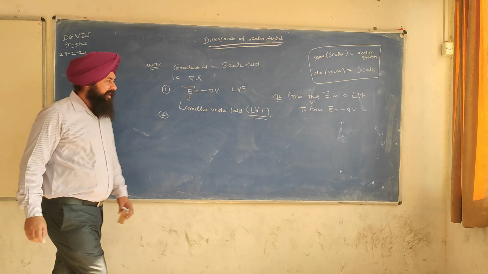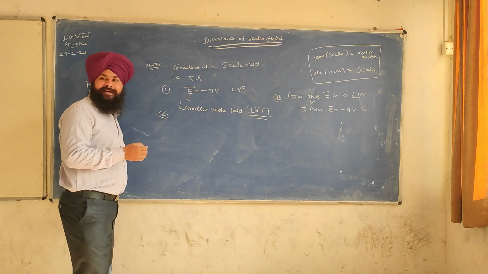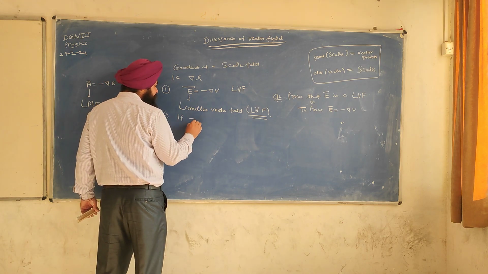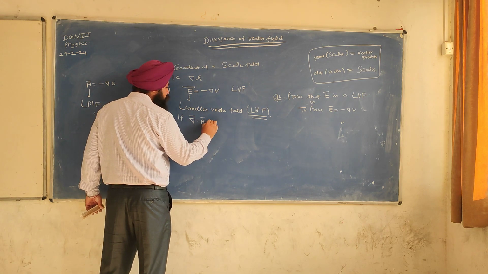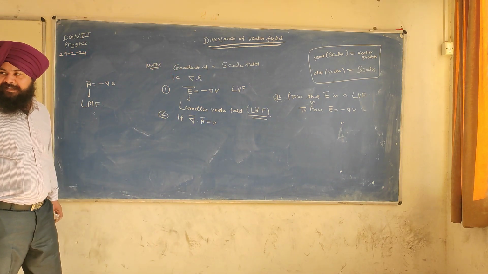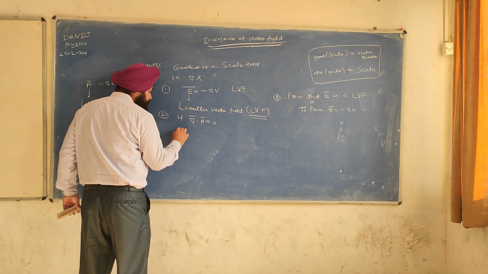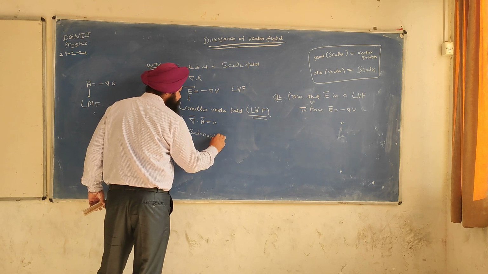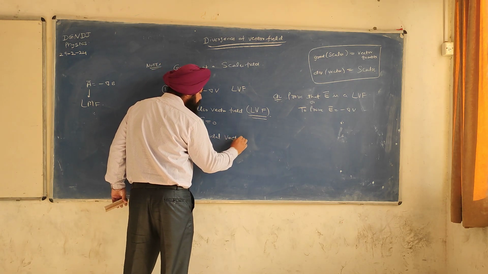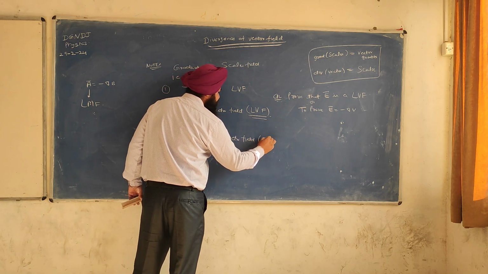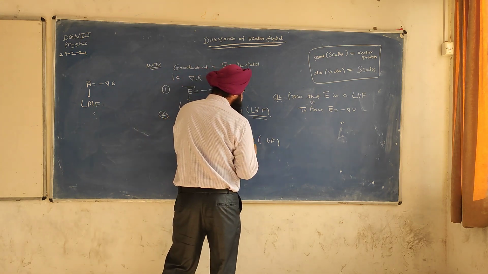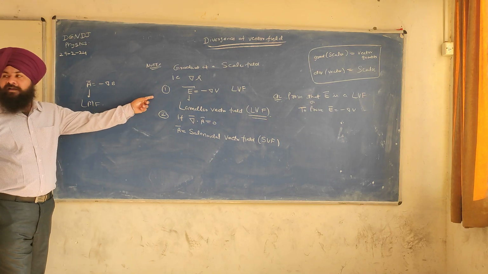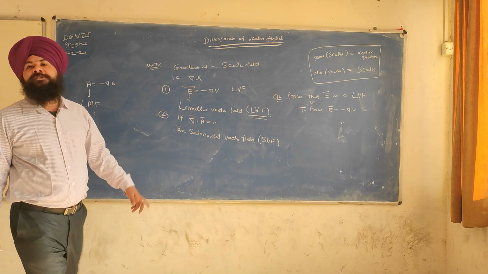Second, if the divergence of any vector field comes out to be 0, if del dot A comes out to be 0, this means this A vector is a solenoidal vector field. That is SVF, solenoidal vector field. Okay. So the numerical on these two topics is usually asked by the examiner.